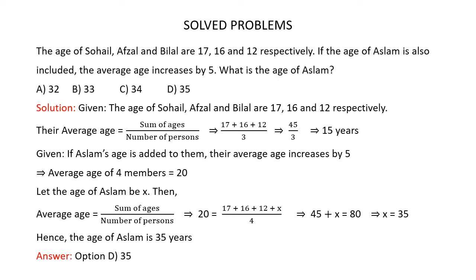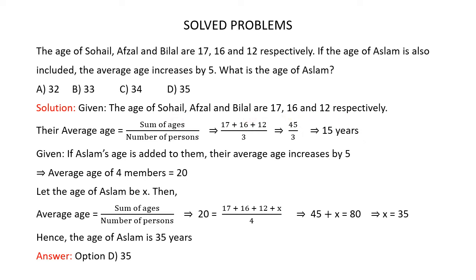Now it's given that if the age of Aslam is also included, the average age increases by 5. So first we have to find what the average age was for Sohail, Afzal and Bilal. Then we can find the average age when Aslam is also included. So now it's given that the ages of Sohail, Afzal and Bilal are 17, 16 and 12 respectively.